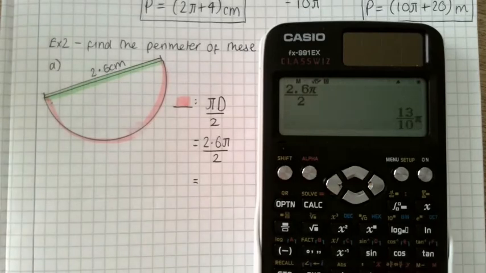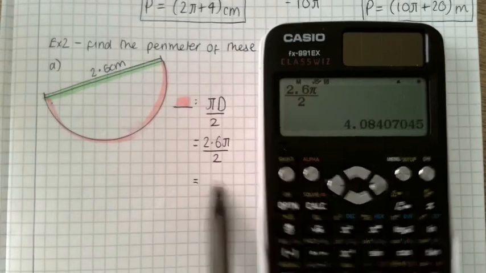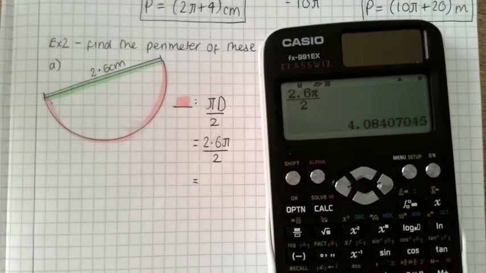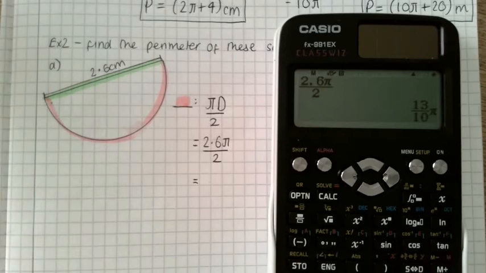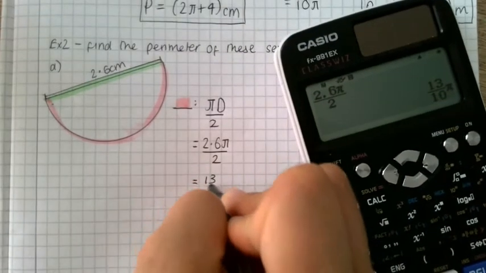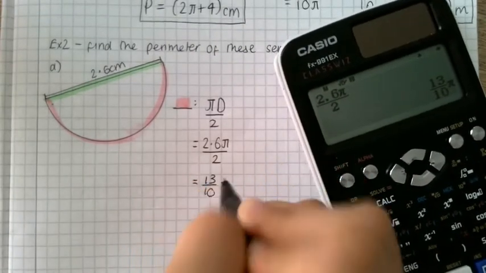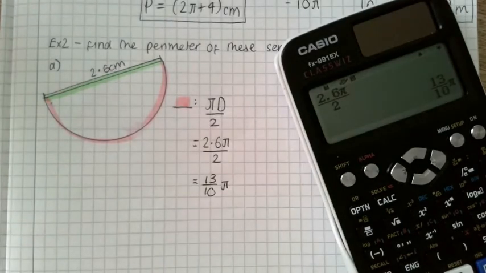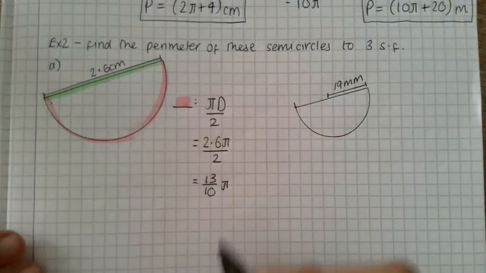What's tempting to do here, guys, is to put this decimal here and round it. But I'm not going to do that. We are not going to round this until the very, very end. Okay? So I'm just going to write 13 over 10 pi here. That is the length of the pink line. Now I'm ready to do my perimeter.